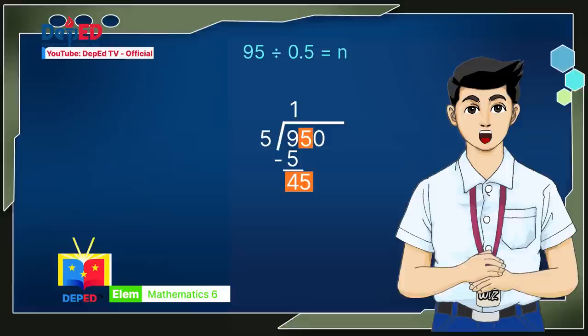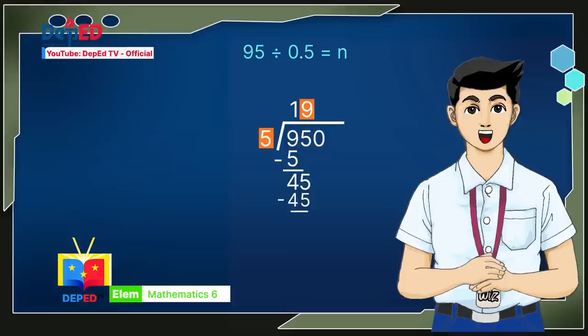Then, 45 divided by 5 is equal to 9. The product of 9 and 5 is 45. 45 minus 45 is 0. Since there is no remainder and the last digit left on the dividend to bring down is 0, I can apply the technique of putting 0 in the quotient. Therefore, 95 divided by 5 tenths is 190.